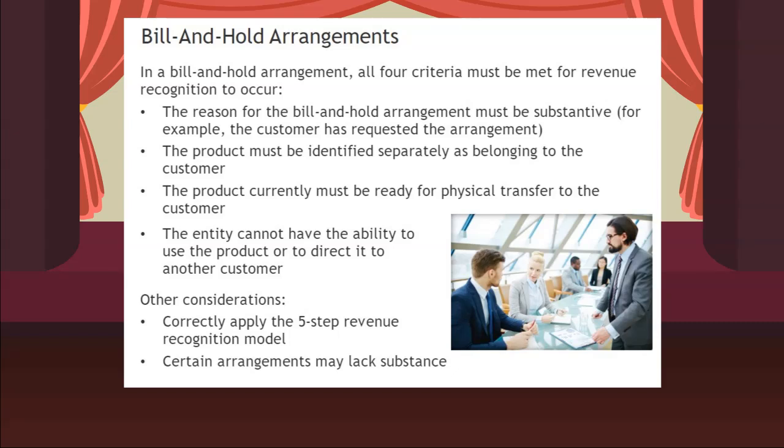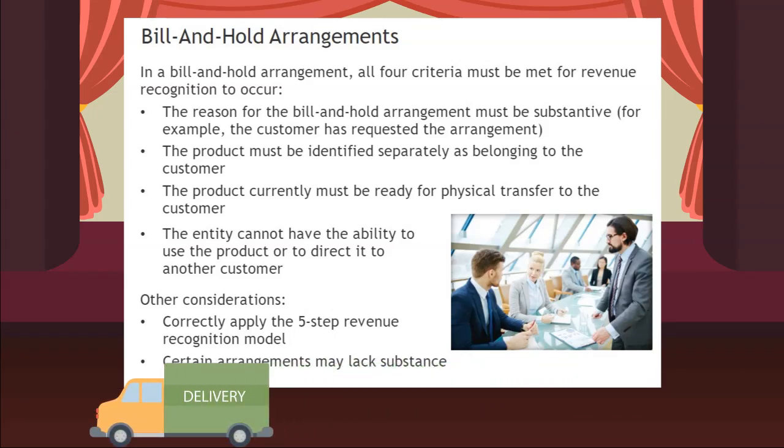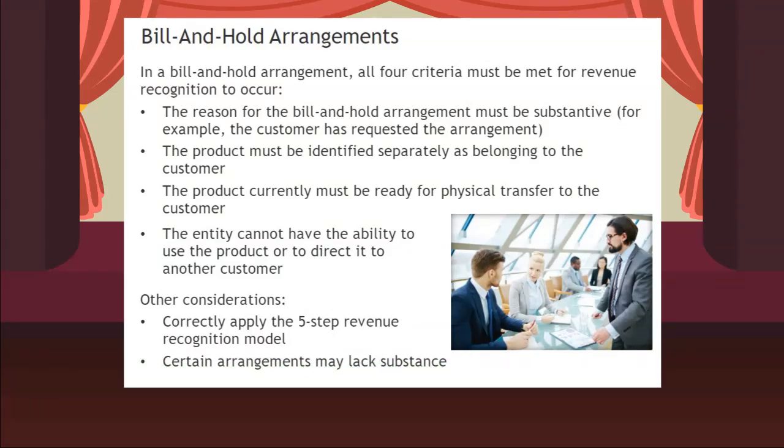There are 2 key differences between the old and new bill and hold guidance. First, there is no longer a requirement for the vendor to have a fixed delivery schedule from the customer in order to recognize revenue. And second, there is no longer a requirement that the customer be the party to initiate the bill and hold arrangement.